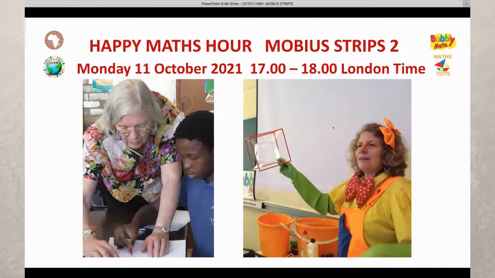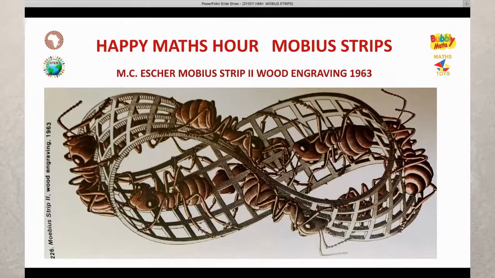So first of all, here's an Escher picture made from a wood engraving. Oh, ants. Oh, but it's fascinating to actually imagine the path those ants are taking and where the path starts and where the path finishes. You might like to take your finger and follow the strip around, seeing where the ants would get to.